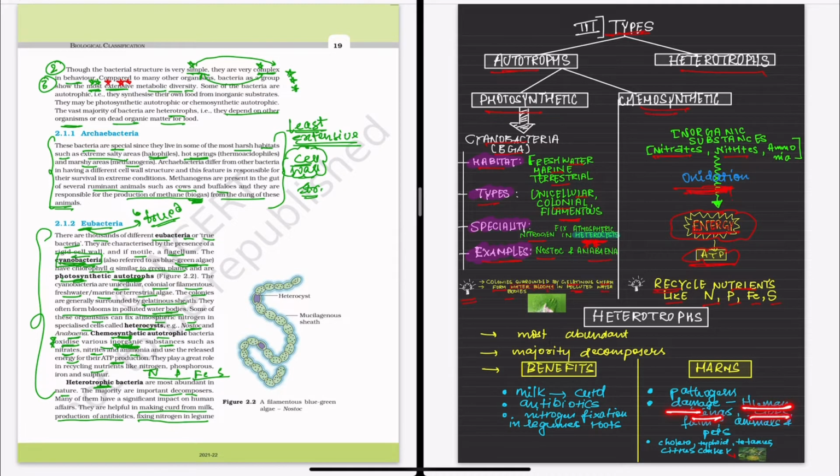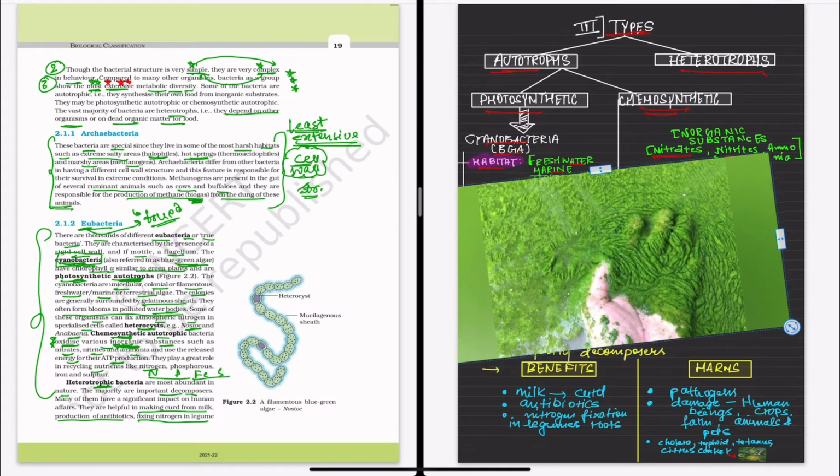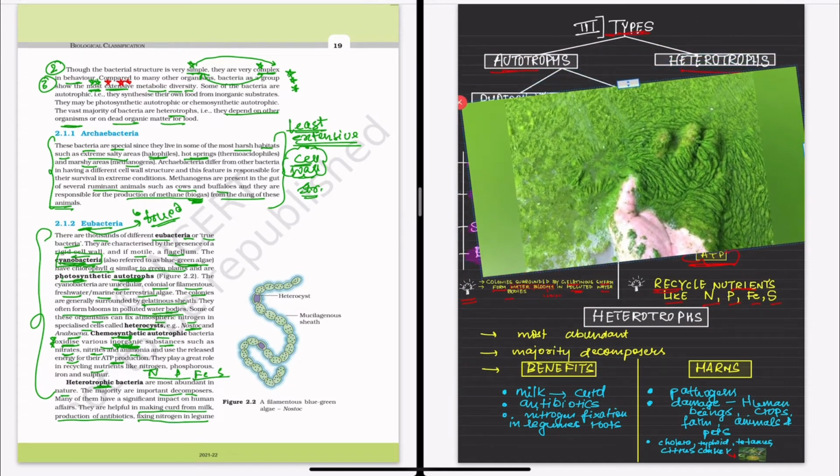They cause cholera, typhoid, and tetanus. Citrus canker is quite important. We have discussed it. These are not caused by viruses. They are caused by bacteria. Now let's see what this thing called water bloom is. This is water bloom, caused by cyanobacteria.